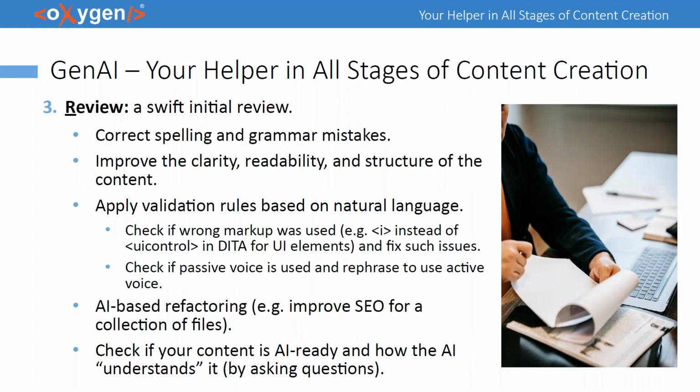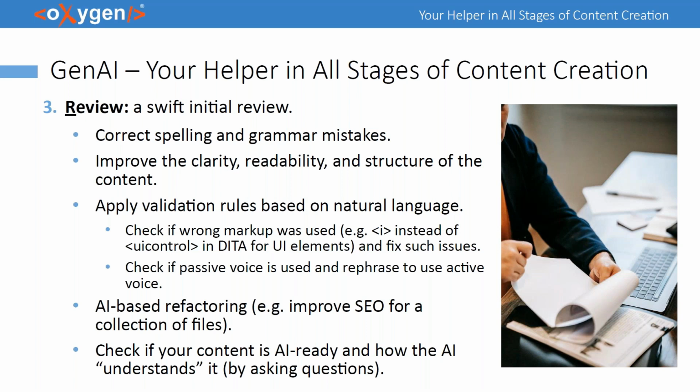And when we think about the review phase of a technical writer's working life, Positron can help you with a swift initial review. You can use it to correct spelling mistakes and grammar mistakes. You can use it to improve the clarity, the readability, the structure of your content. Again, by using Schematron, you can apply validation rules based on natural language. And here I have a couple of examples.